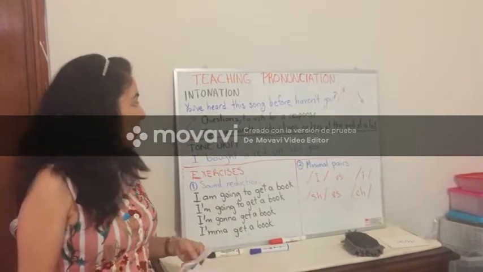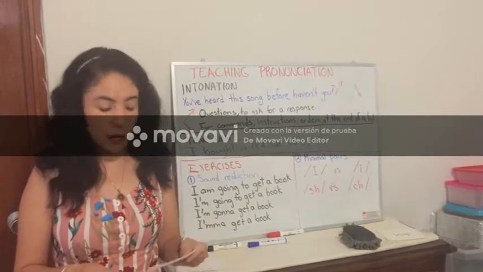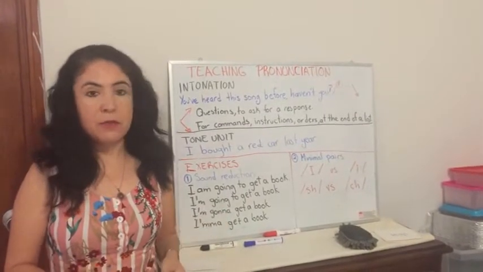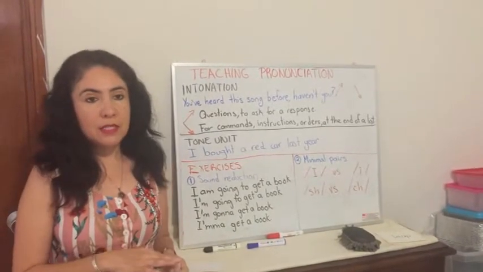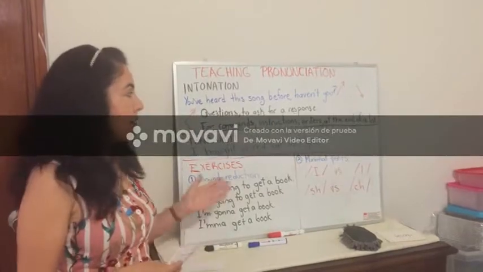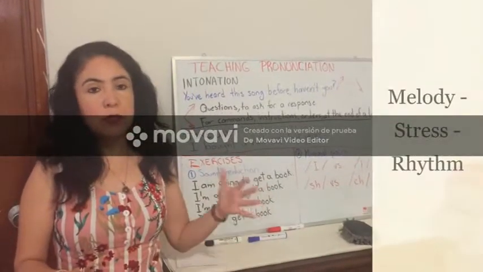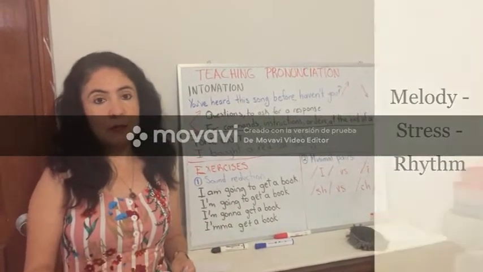Now, talking about intonation, we can focus on the prosodic features, which are pitch, loudness, and length. These features are particularly special for intonation, and I can say that intonation is like the melody of the language. We use melody, stress, and rhythm. That's the way we speak.